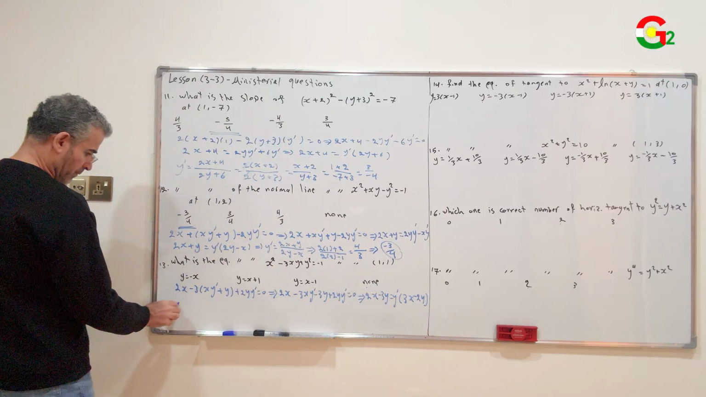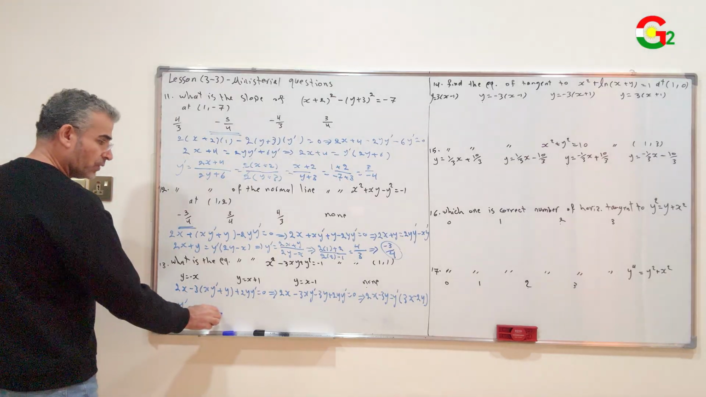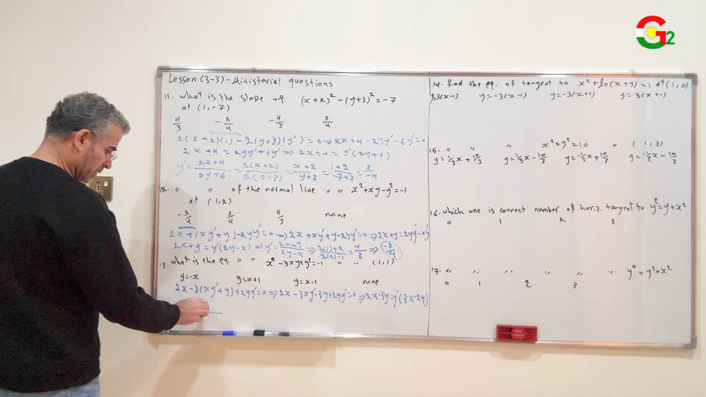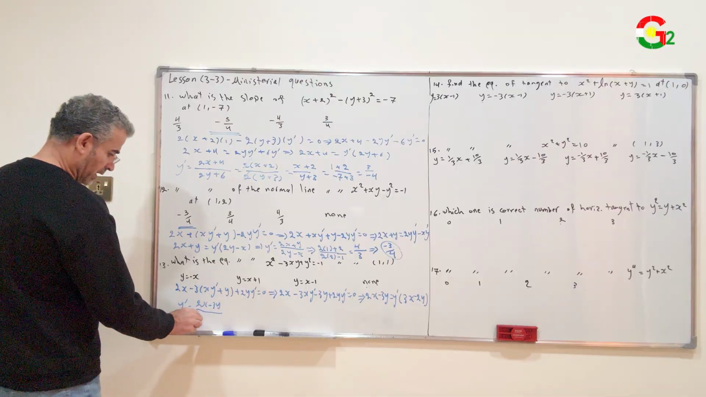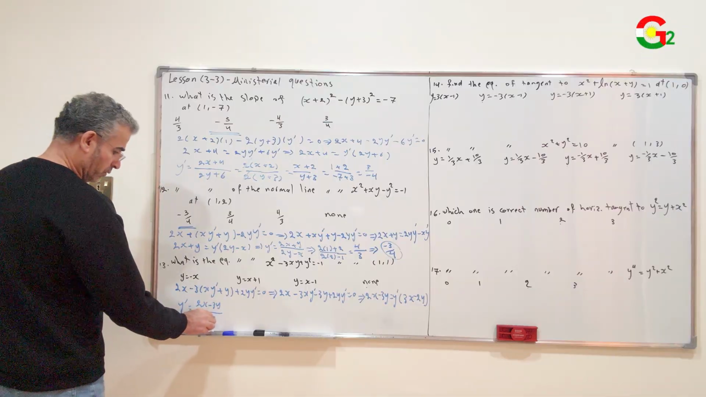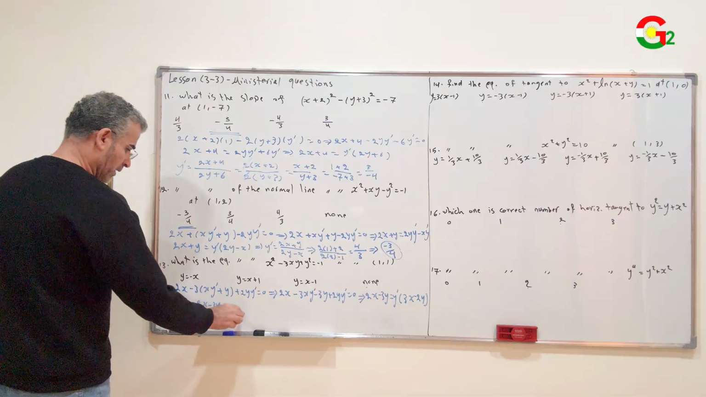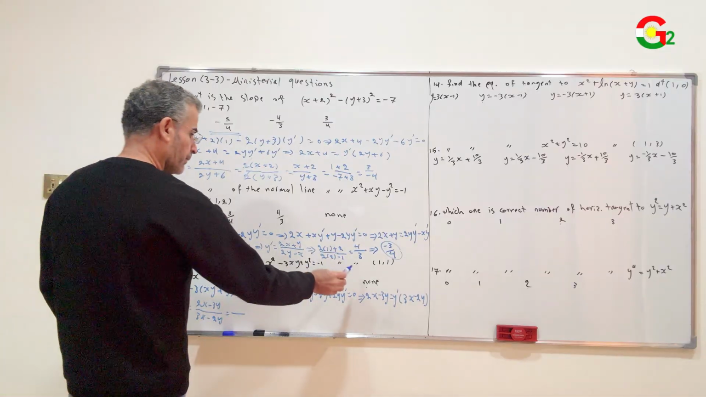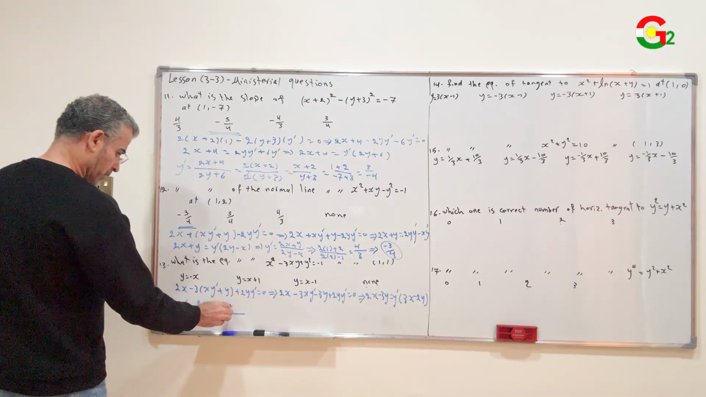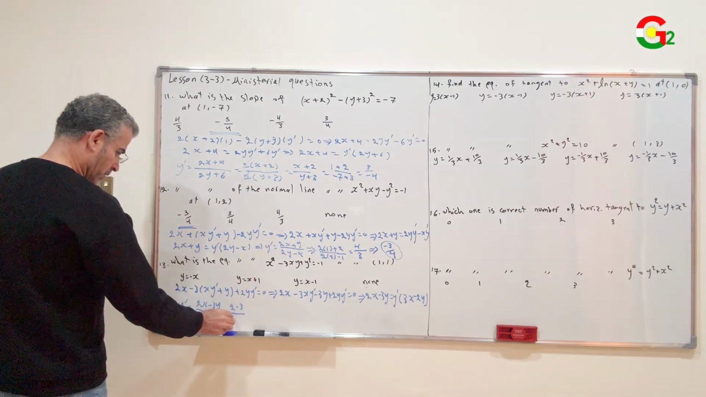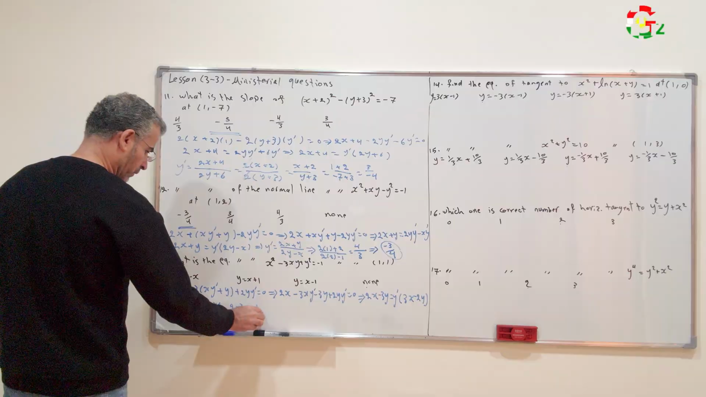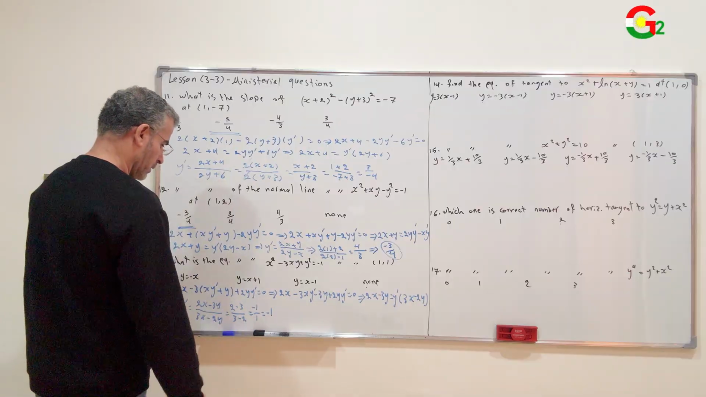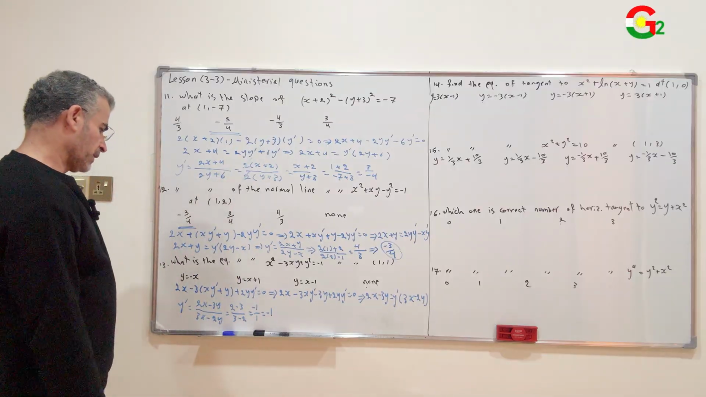Then y prime equals (2x - 3y) over (3x - 2y). At the point of tangency (1, 1), y prime equals (2 - 3) over (3 - 2), which equals -1 over 1, equal to -1. This is the slope of the tangent line.